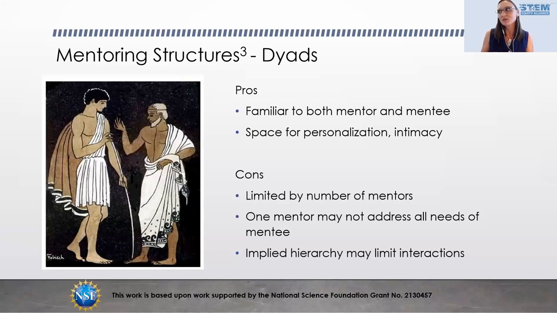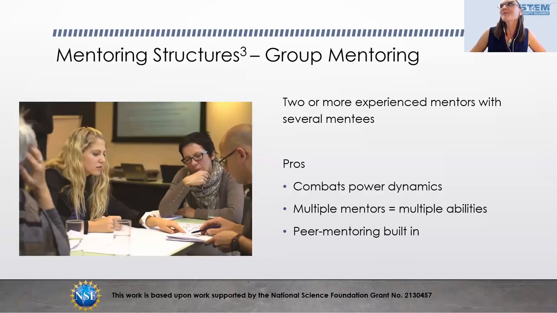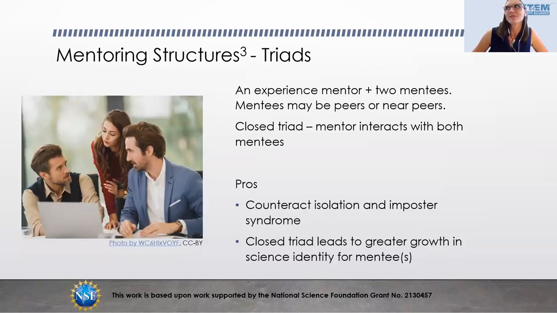And then, as Jeannie mentioned, there's this implied hierarchy that limits interactions because the students are potentially assuming that the faculty are going to lead it, or maybe they just don't want to talk to us because there is this hierarchical relationship. So we started looking at a couple of other different structures. One of them was a triad structure, but I'll come back to it.